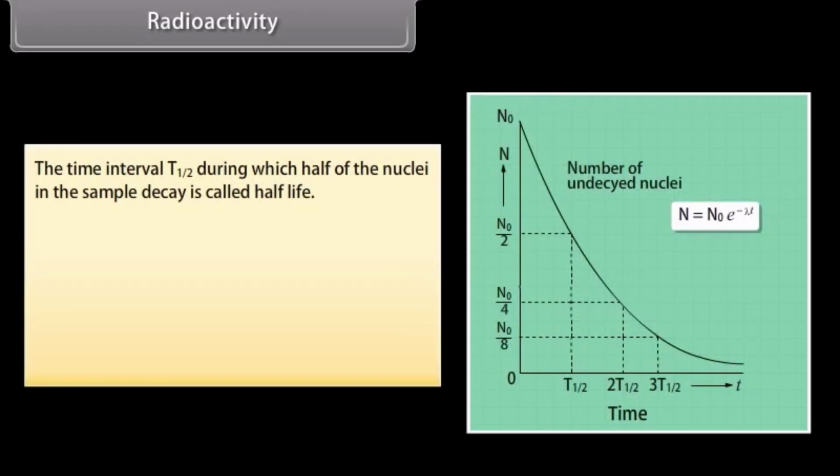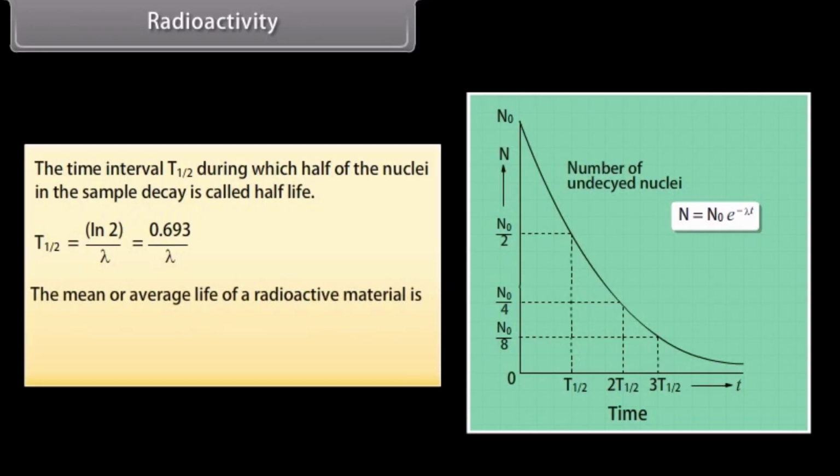Radioactivity. The time interval t½ during which half of the nuclei in the sample decay is called half-life. t½ = ln 2/λ, which is equal to 0.693/λ. The mean or average life of a radioactive material is τ, which is equal to 1/λ.